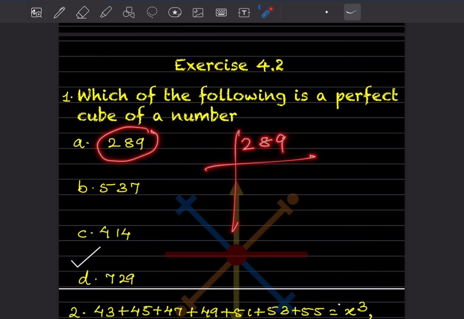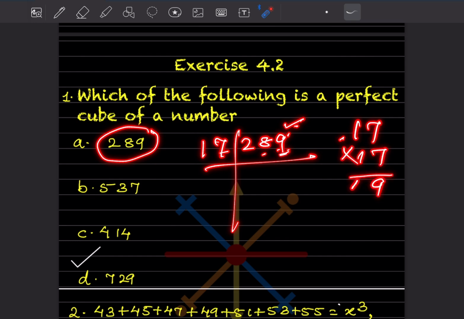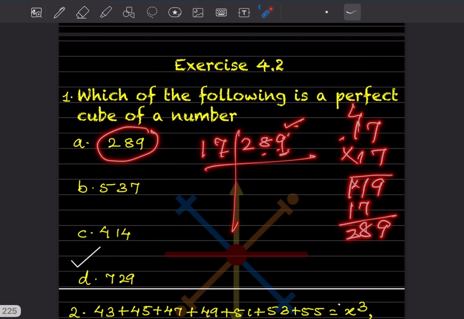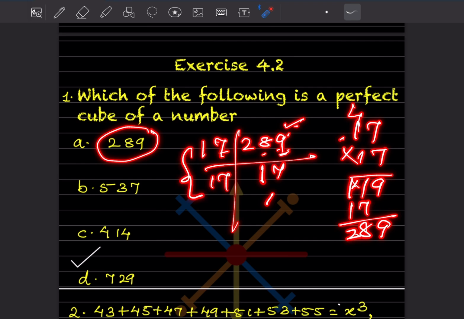Here you have to look at the unit place digit. This is not possible with 2. It's not possible with 3 also. So directly it will be 17 times 17, that is going to be 289. But 17 times 17, these are the two numbers, so this is the square and not the cube of it. There should have been 17 into 17 into 17, then it could have been a cube.